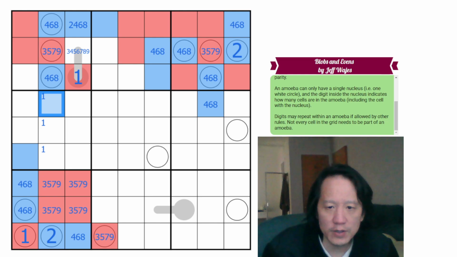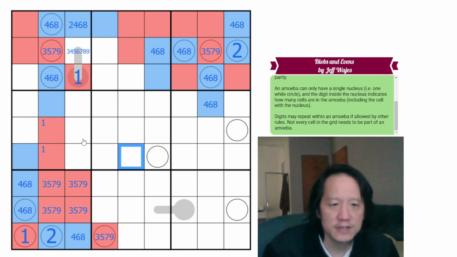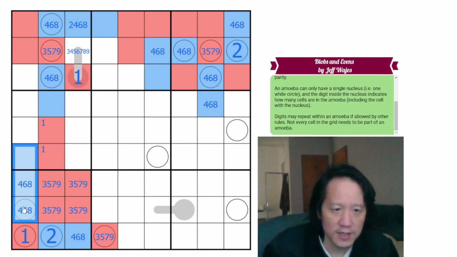So this can't be even. This can't be a 1. We have 4 evens now in column 2. So the rest of them must be odd. Since these are both odd, this is even. Where can this go? Okay, so where can this go, essentially? We know it's at least 4, so it must go up here. But it can't be part of another amoeba.